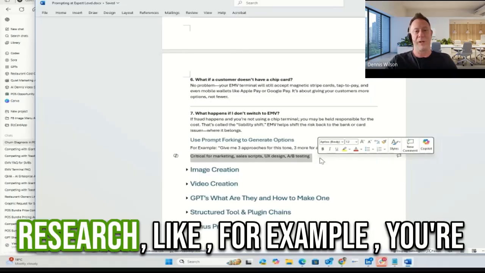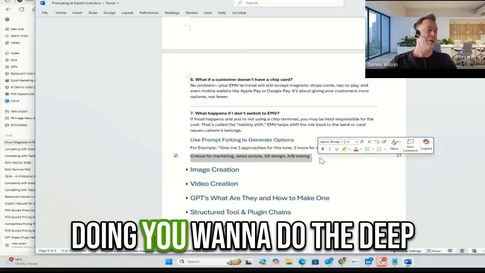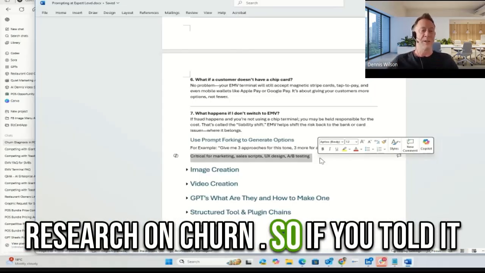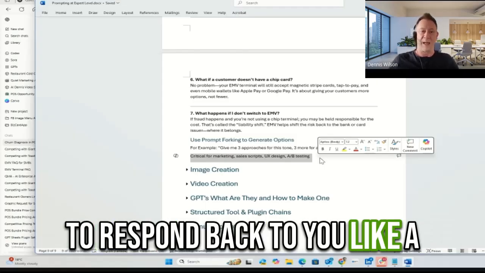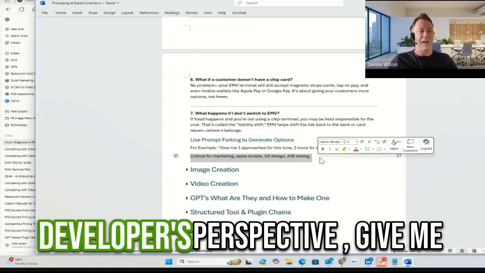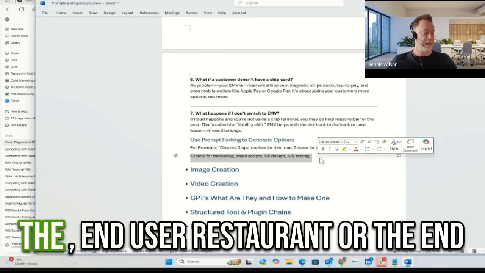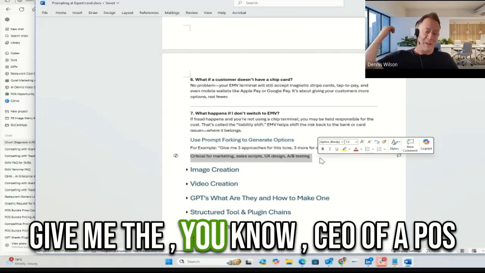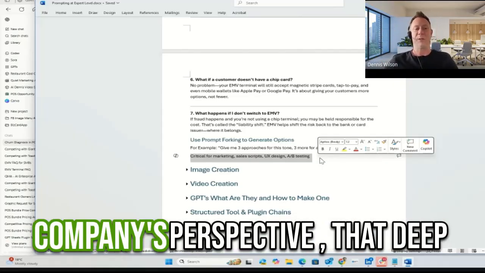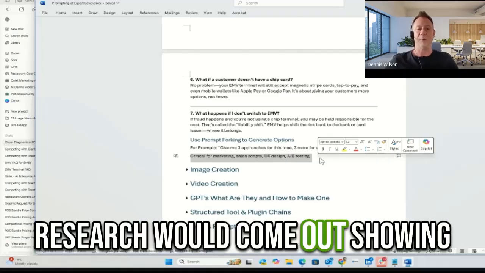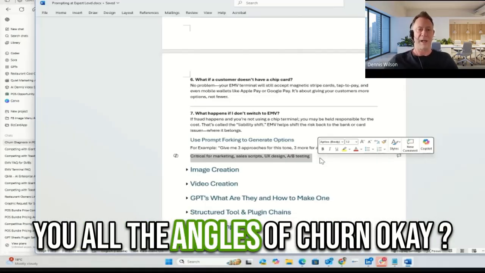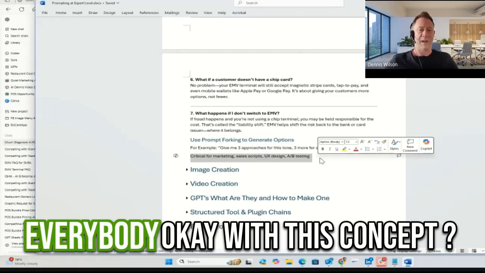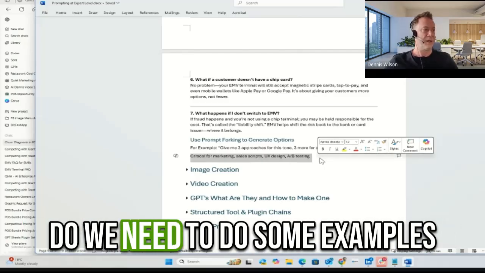So if you're doing some research, like for example, you want to do the deep research on churn. If you told it to respond back to you like a developer, give me the developer's perspective, give me the end user restaurant or the end user liquor store perspective, and give me the CEO of a POS company's perspective, that deep research would come out showing you all the angles of churn. Okay. Everybody okay with this concept? Do we need to do some examples?